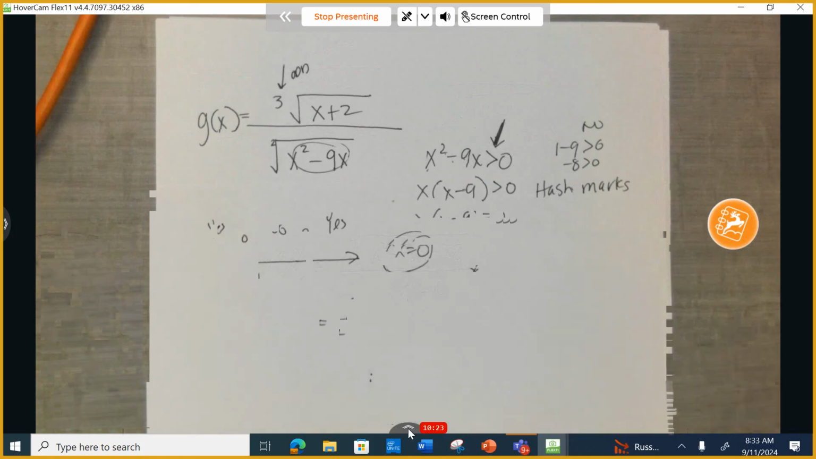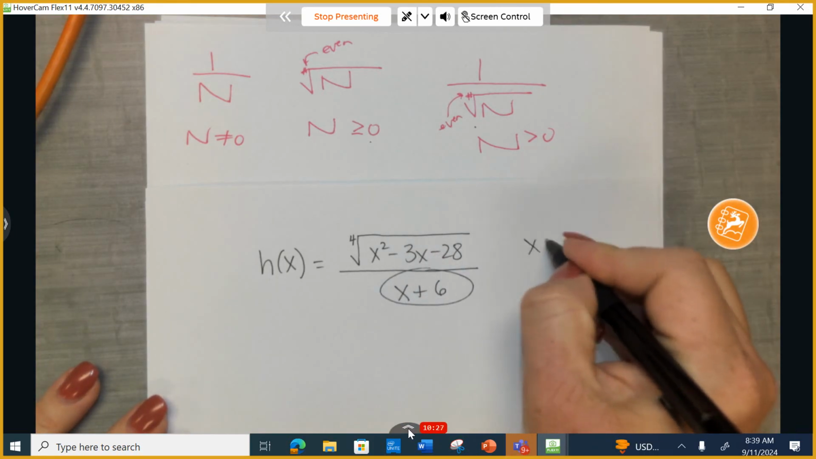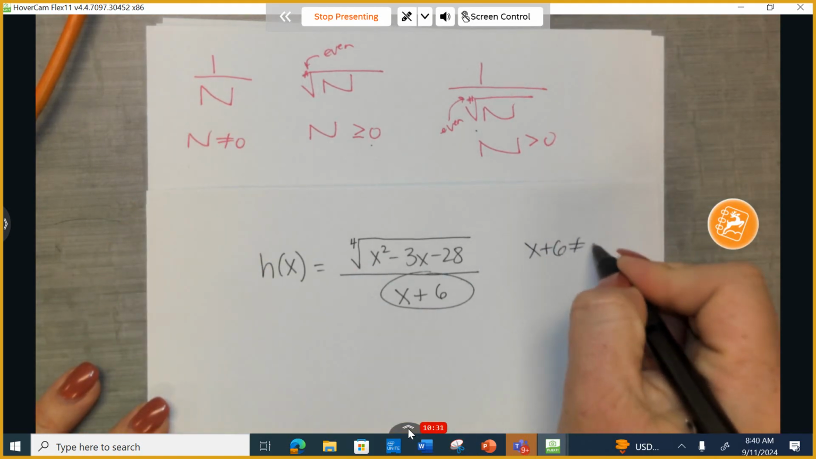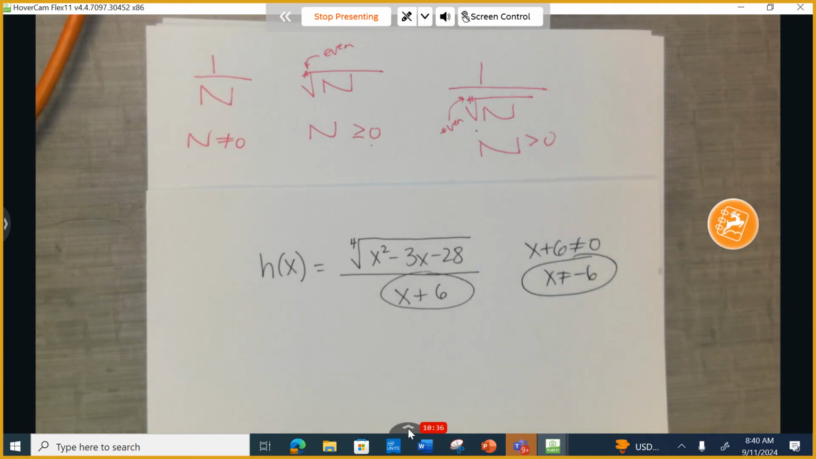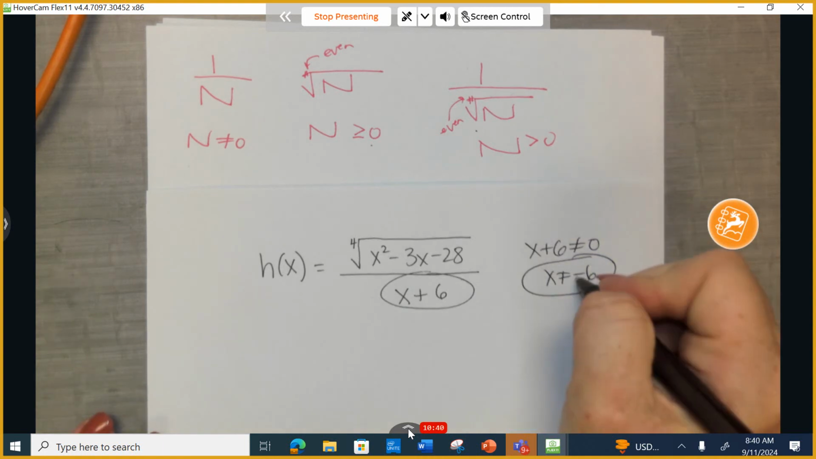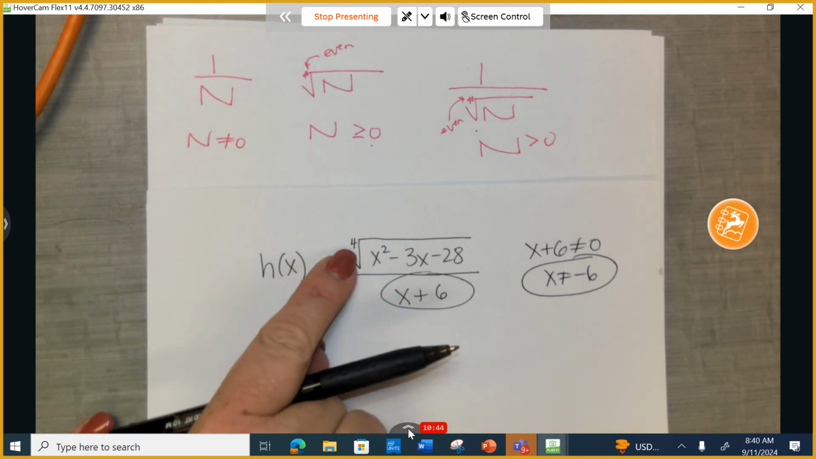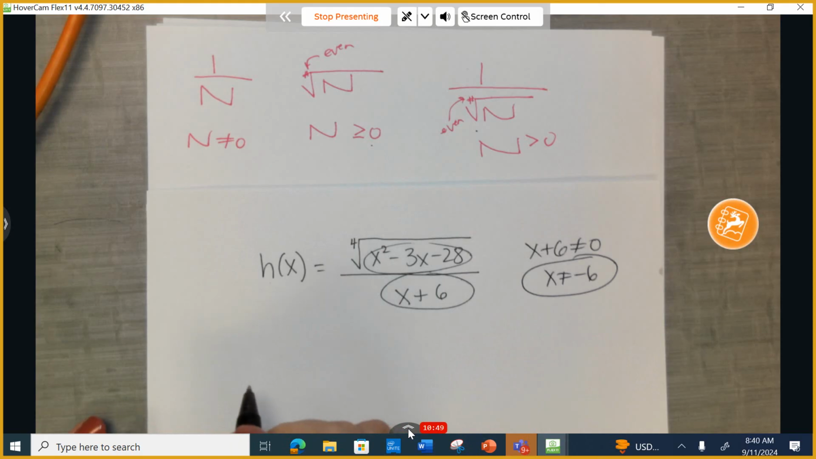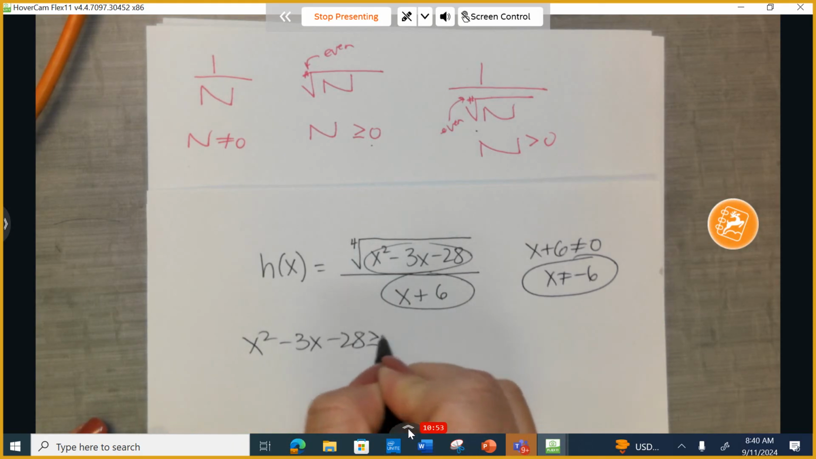So our last one for this particular recap of learning. I see two things. I see that we have a variable in the denominator. I recognize in this case that x cannot equal negative 6. If you're working in groups, just make sure you're whispering right now so people can hear if they need to. X cannot equal negative 6. I recognize that I have a radical. It has an even nth root, and it's in the numerator. That means this portion has to be greater than or equal to 0. X squared minus 3x minus 28 has to be greater than or equal to 0.